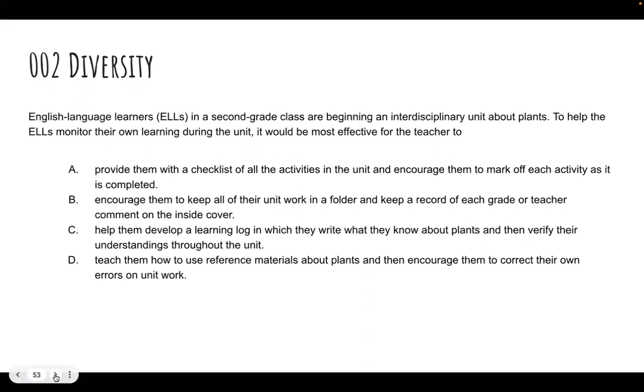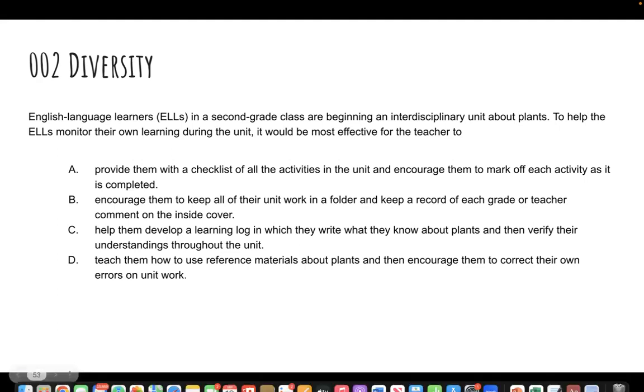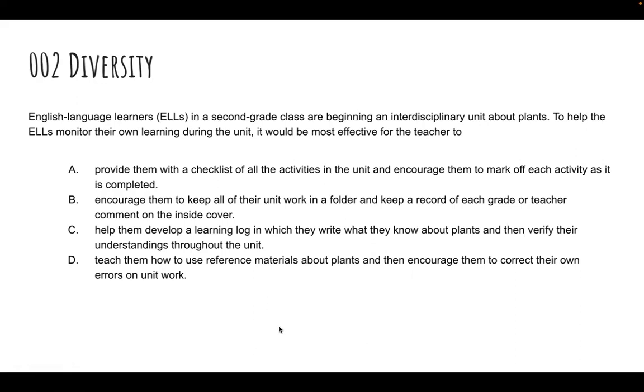Speaking of ELLs, English language learners in a second grade class are beginning an interdisciplinary unit about plants. To help the ELLs monitor their own learning during the unit, it would be most effective for the teacher to... Okay, what is the question asking us, and what keywords and phrases are important that we should highlight? Second grade. Yes. Second grade, ELLs. What else? Interdisciplinary unit. It's an interdisciplinary unit about plants, and they're beginning it.